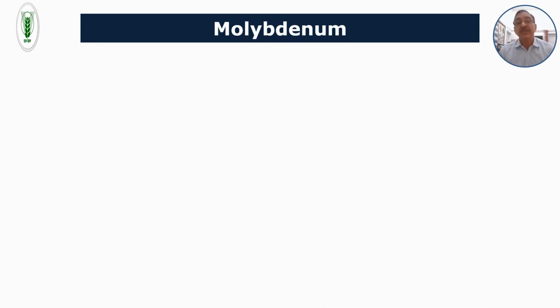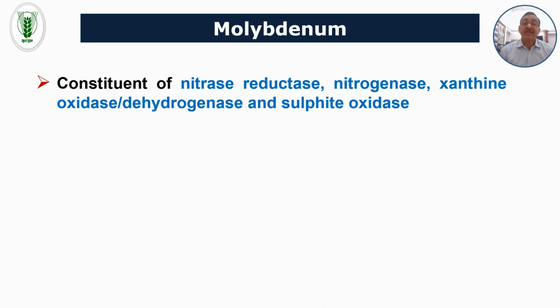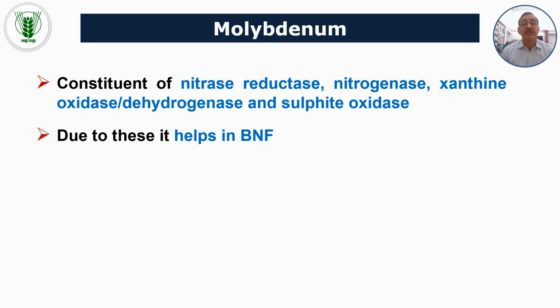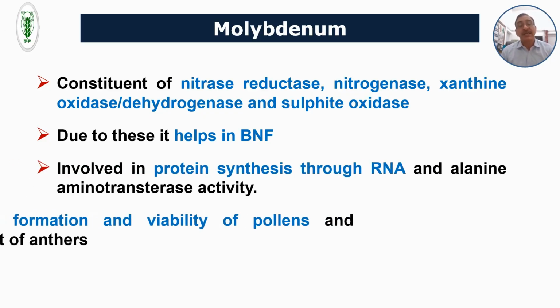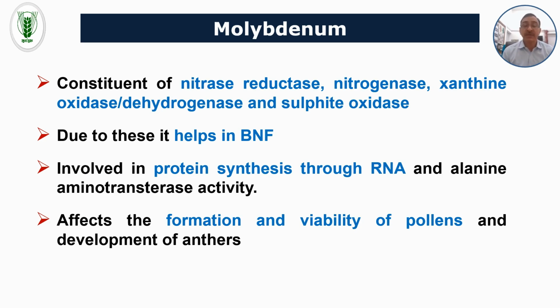Moving to the next nutrient, molybdenum. Molybdenum is a constituent of nitrate reductase, nitrogenase, xanthine oxidase, dehydrogenase, and sulfite oxidase in the plant system, and it is associated with biological nitrogen fixation. It is involved in protein synthesis through RNA and alanine aminotransferase activity. It affects the formation and viability of pollen.